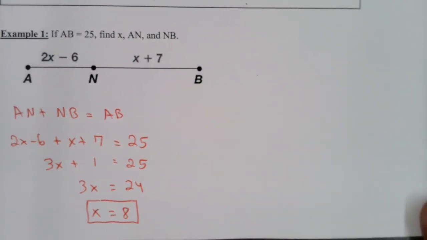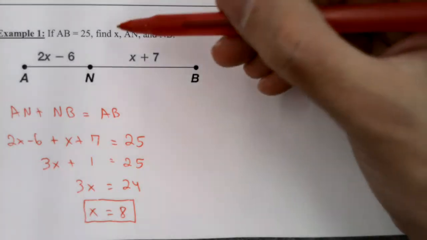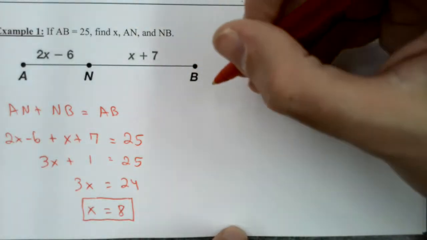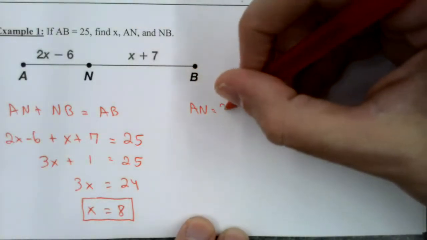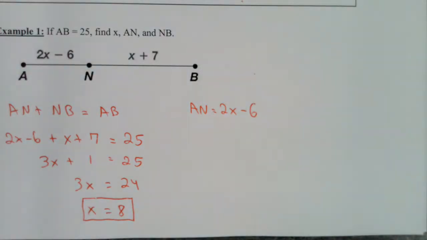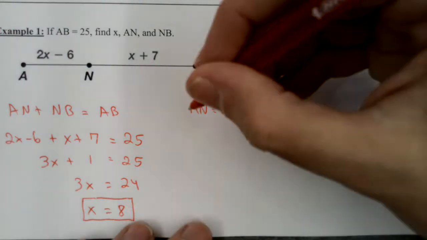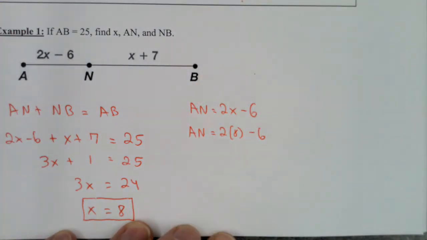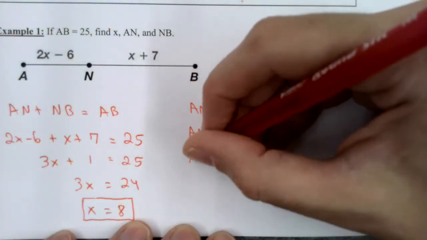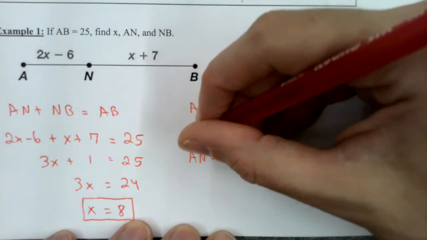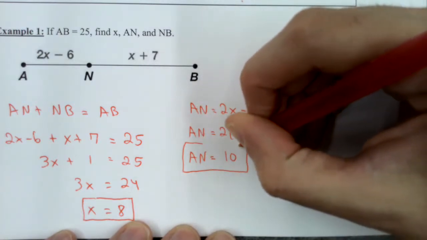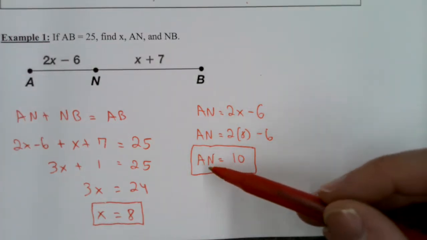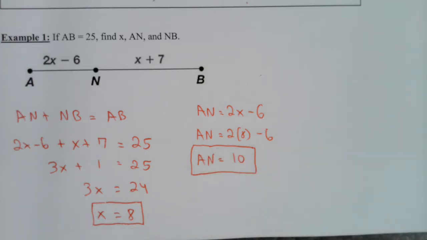Just make sure you answer all the parts of the question. This question has 3 parts. Find x, we just did that. Now we have to find AN, and then NB. Let's do AN next. AN equals 2x minus 6, and we established that x is 8. So 2 times 8 minus 6. 2 times 8 is 16, minus 6 gives you AN equals 10. Now notice how I wrote that. Whenever you say a segment has a certain length, you write the segment without the bar. So there's no bar above AN, just AN with no bar equals 10.